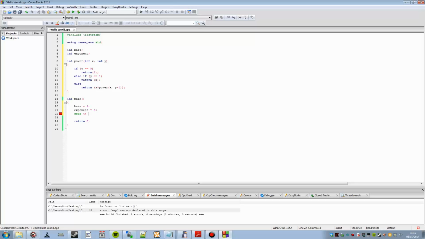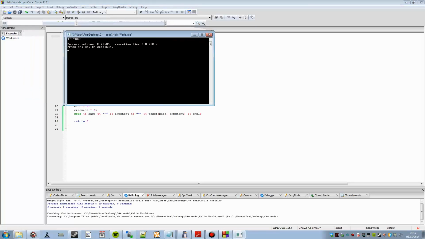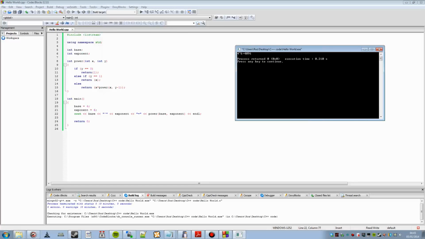So we'll have cout base to the power of the exponent is equal to power base, exponent, end line. So this should do 4 to the power of 6. 4 to the power of 6 is 4096.